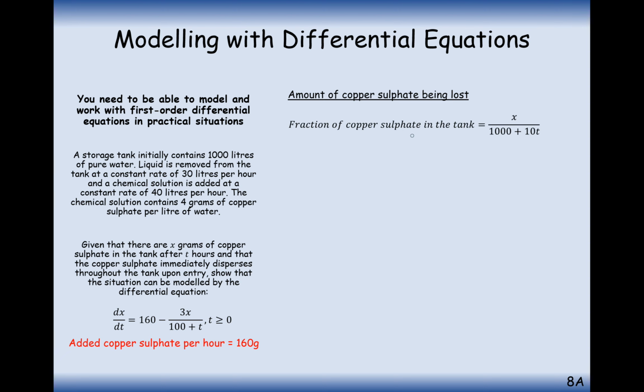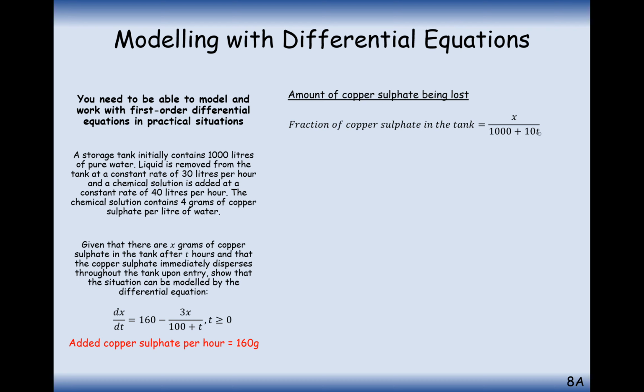So the fraction of copper sulfate in the tank is x over 1,000 plus 10t. Because x, if we go back down here, given that there are x grams of copper sulfate in the tank after t hours, so we know that if we say at 5 hours, we know there are x. We know that x is a letter that will change. x will be the amount of copper sulfate in the tank after that many hours. Okay, so x over 1,000 plus 10t is the fraction of copper sulfate in the tank.